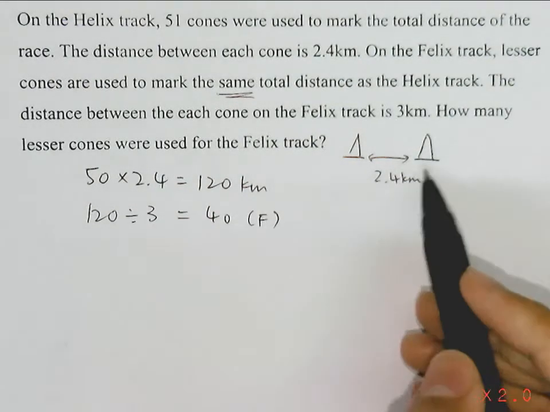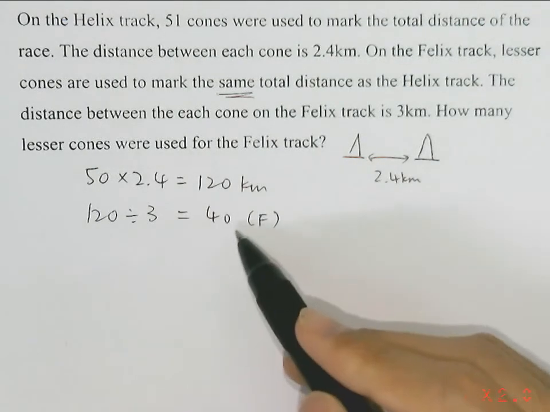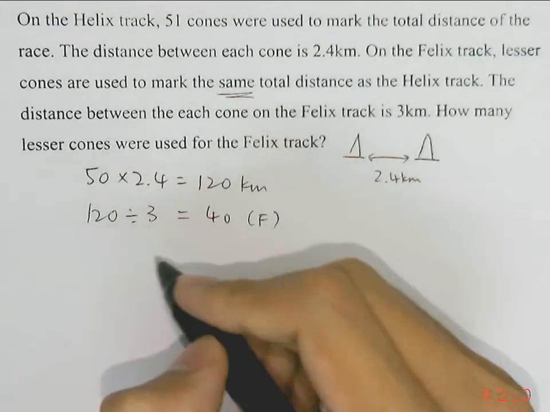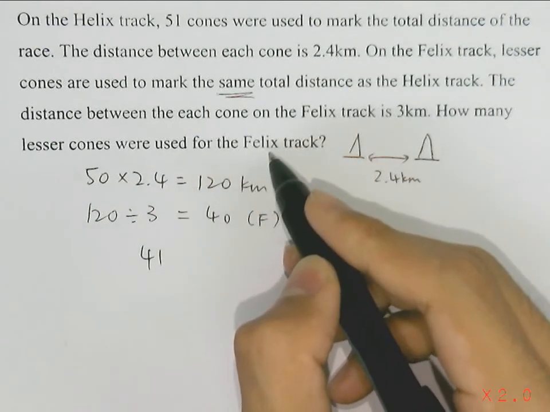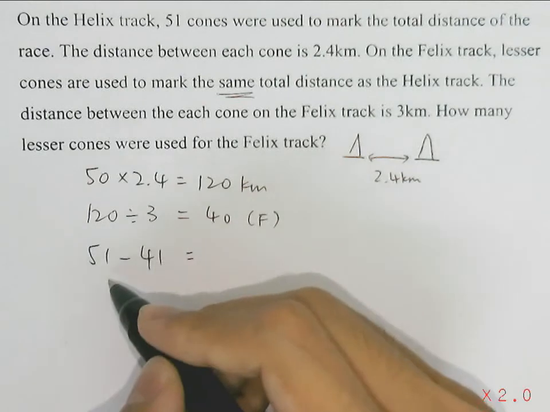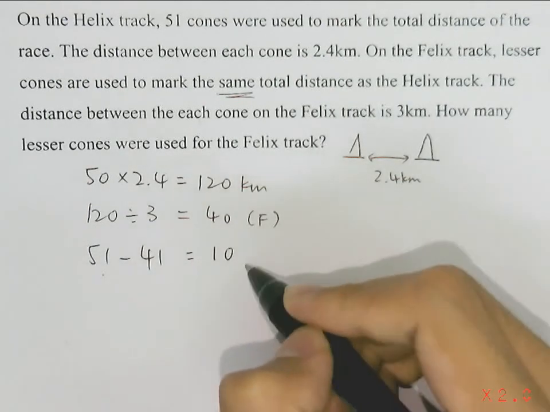Just now we found out that the number of cones will always be 1 more than the number of intervals. Since Helix has 40 intervals, it has 41 cones, and the difference between the number of cones Helix track used and the Helix track used will be 51 subtracting off 41. This is for Helix track and this is for Helix track, so the difference will give us 10 cones.